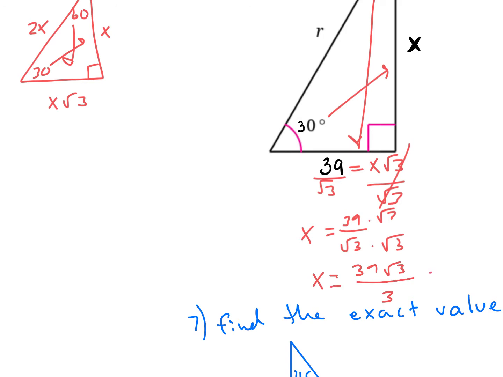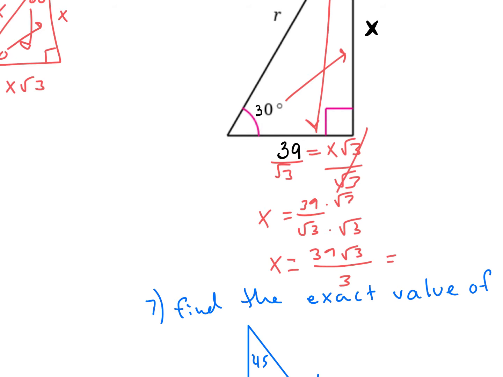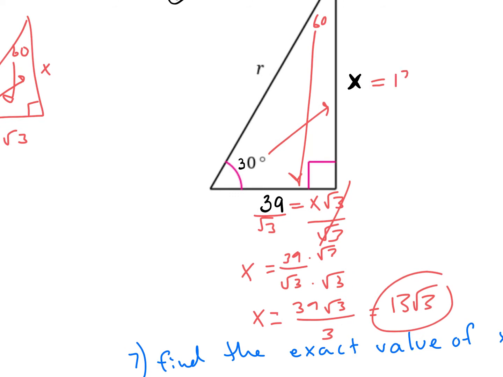Can I simplify this any more? Yes. How many times is 3 going to 39? So 13 square root 3 is going to be my x. And then how do I find r, the hypotenuse?